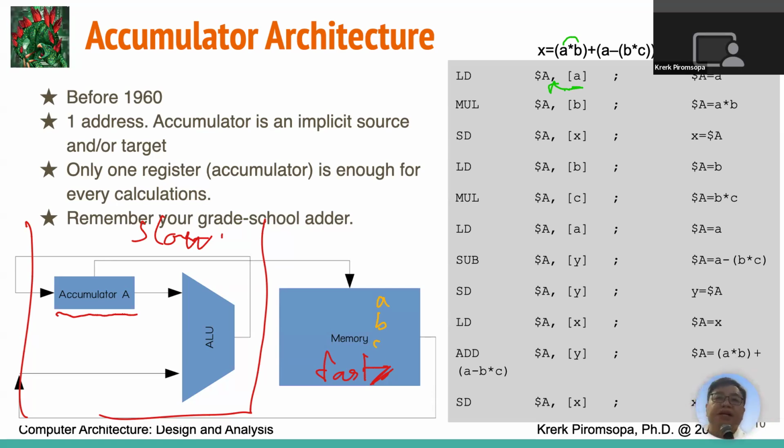So it's like grade school, but now you can remember only one number in your head. Now you want to do A times B. Okay, let's memorize A in your head. Now times B, okay, take B from memory, save it there. Okay. Now the accumulator equals A times B.